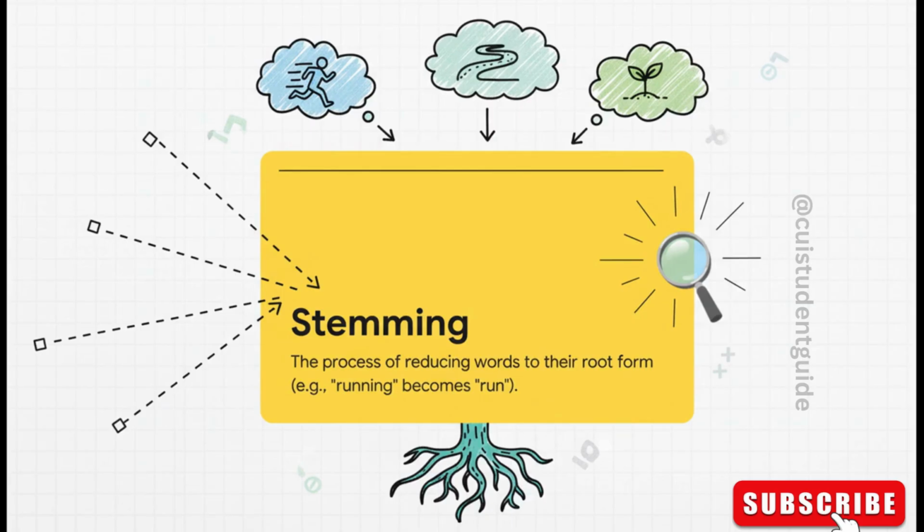So to do any of this stuff, computers have to simplify our messy language. One of the most basic ways they do this is called stemming. It just chops words down to their root form. So words like running, ran, and runner all just become run. It helps the machine see that they're all related.